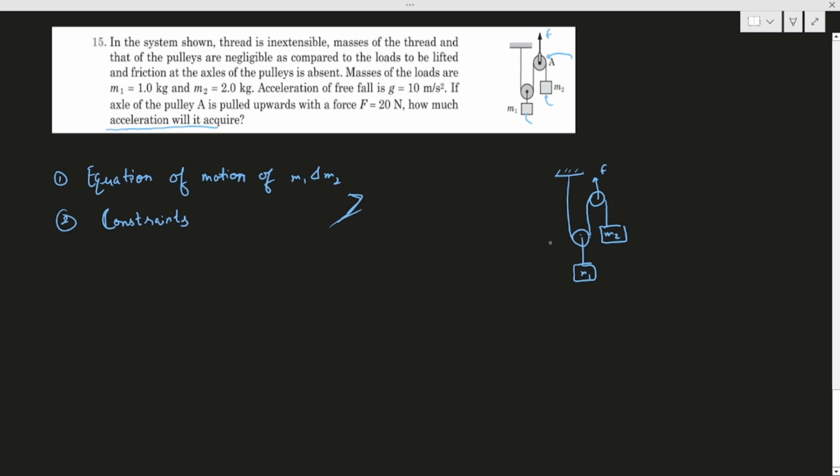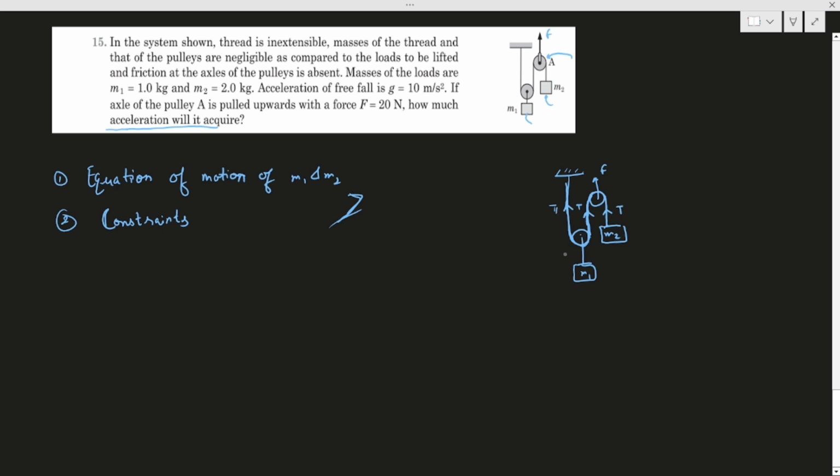So first of all, let's assume that the tension in this thread is T. This thread is rolled over this pulley and comes down like this, so the tension in this thread will be T because this is the same thread. And again, this thread is rolled over this pulley and attached to the ceiling, so the tension here will also be T.